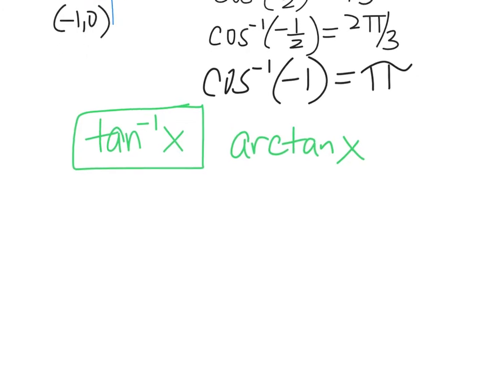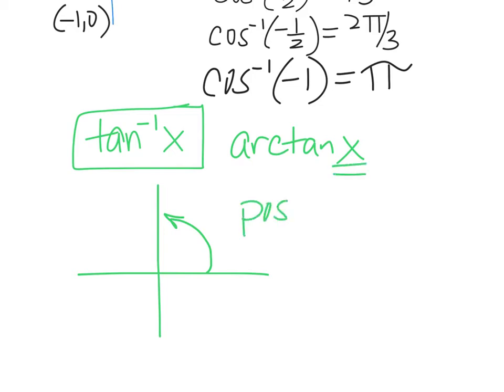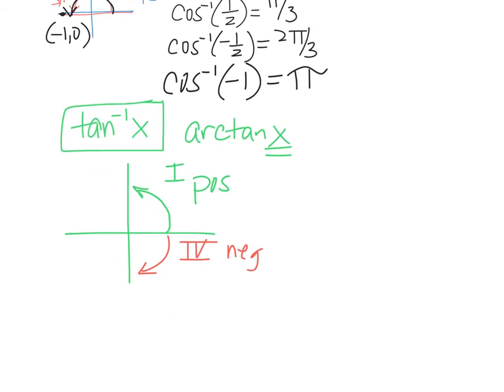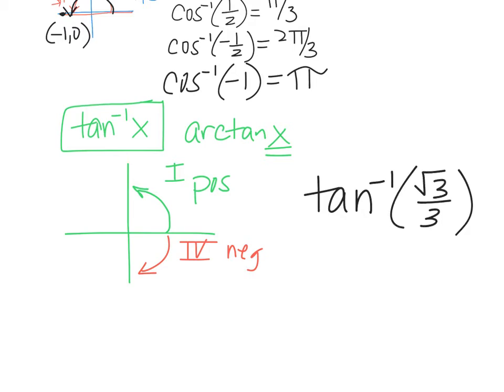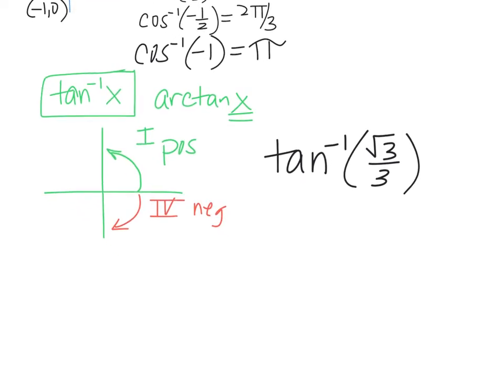Okay, so for these, same thing as sine. You can go this way. This is when your value of x in here is positive in quadrant 1. Or you can go this way, and that's when your number on the inside is negative, and you'll get a negative angle. These are a little bit harder, though. Do you remember these? So, like, if we had tan inverse of rad 3 over 3.